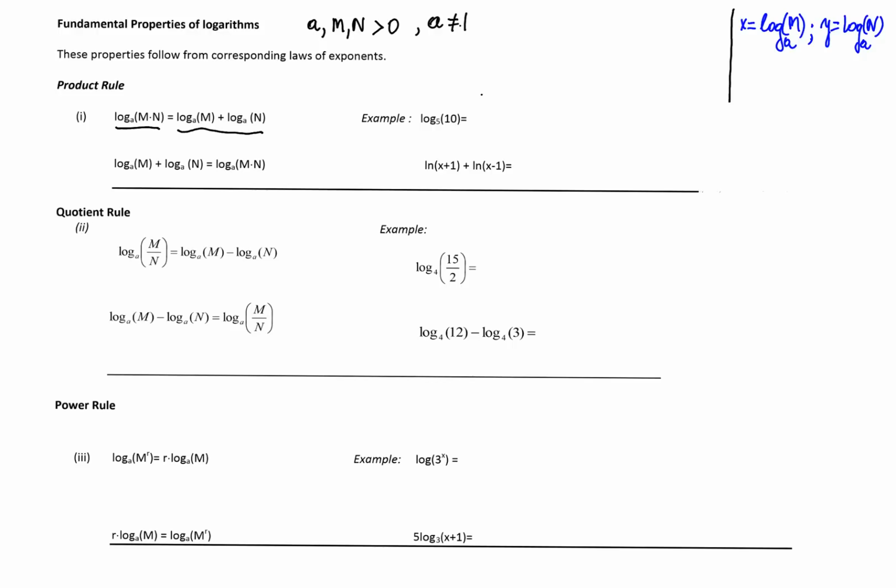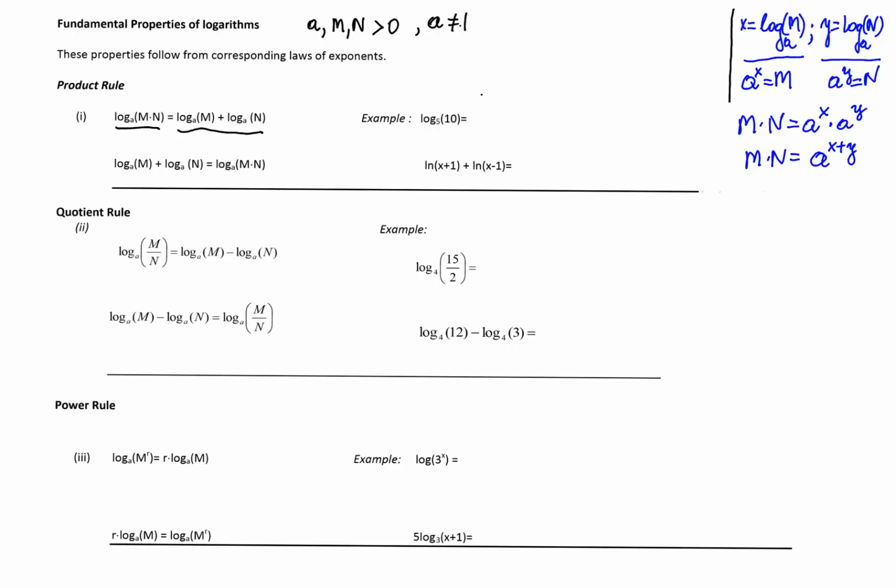If x is equal logarithm to the base a of m and y is logarithm to the base a of n, then rewriting these equations in the exponential forms will give me a to the power x is equal m and a to the power y is equal n. If we multiply now m times n, we'll get a to the power x times a to the power y. And since multiplying exponents with the same base means that we keep the base and we add the exponent, the equation can be rewritten as m times n is equal a to x plus y.